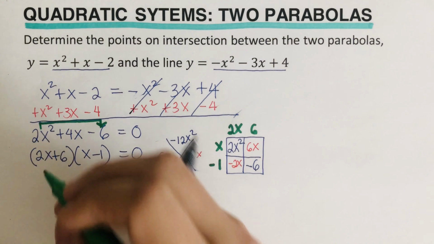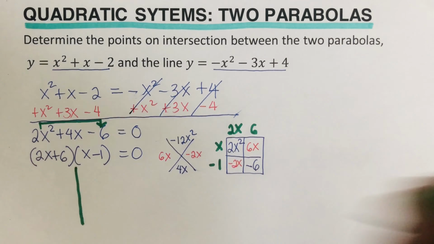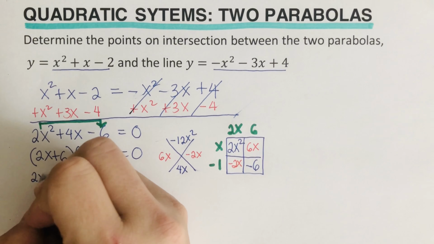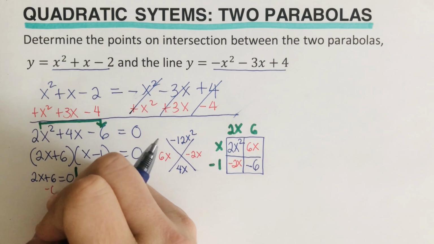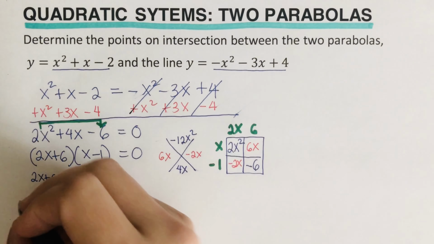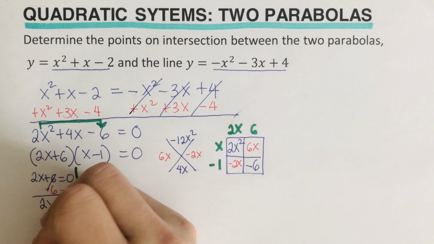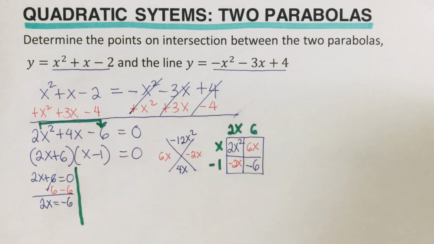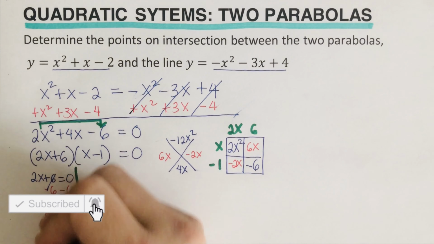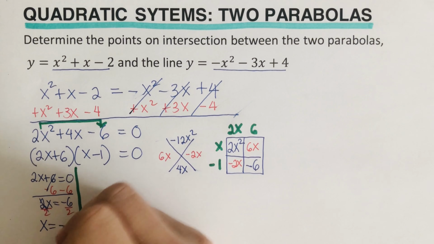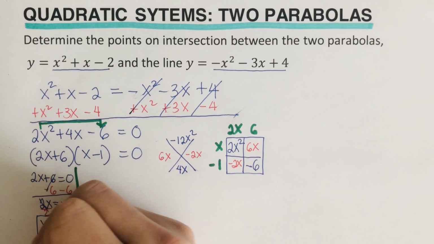We're going to use the zero product property to solve for x. So this would come out 2x plus 6 equals 0. So we're going to subtract 6 from both sides, minus 6. So we are left with 2x equals negative 6. And we divide both sides by 2. So then our x is negative 3. So that's the first x.